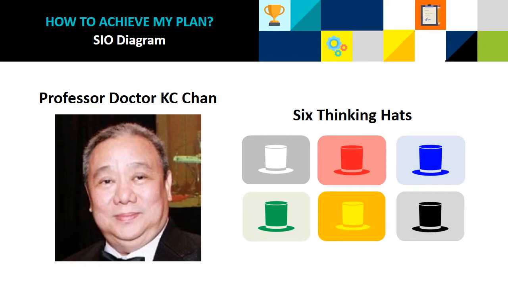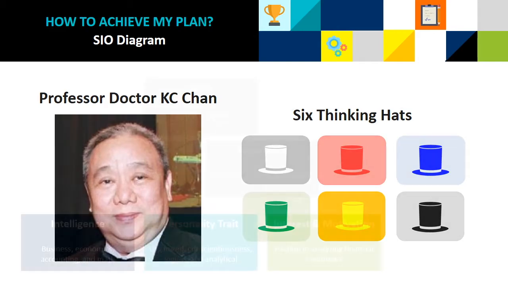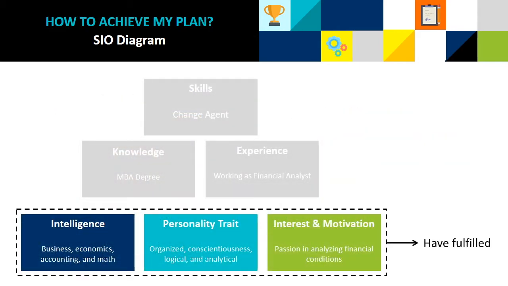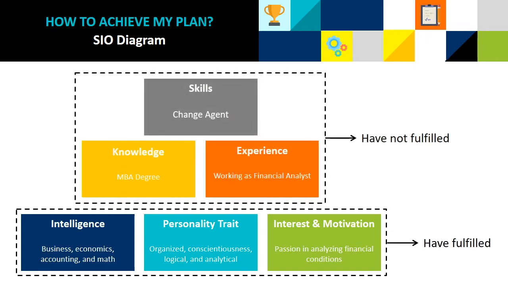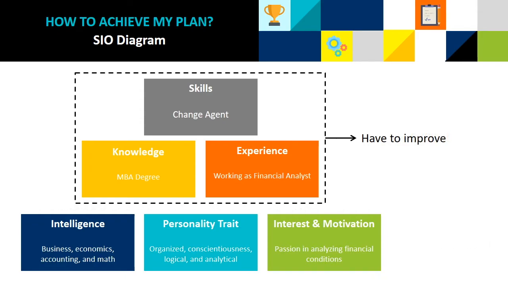I also have fulfilled the personality traits and interests and motivation requirements. However, I have not fulfilled the experience, knowledge, and skills requirement. Therefore, I must enhance my experience, knowledge, and skills.